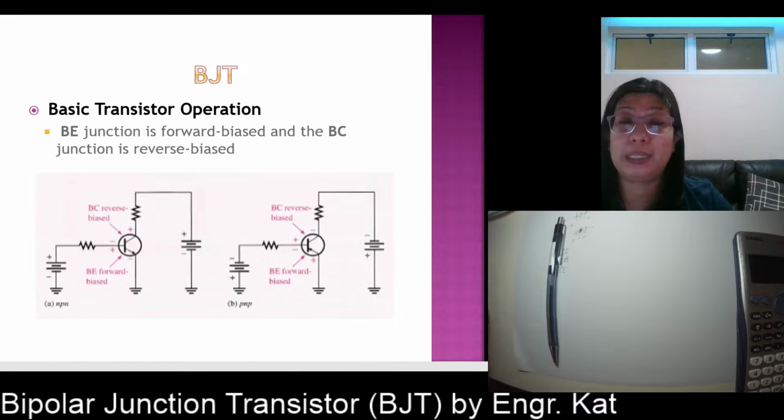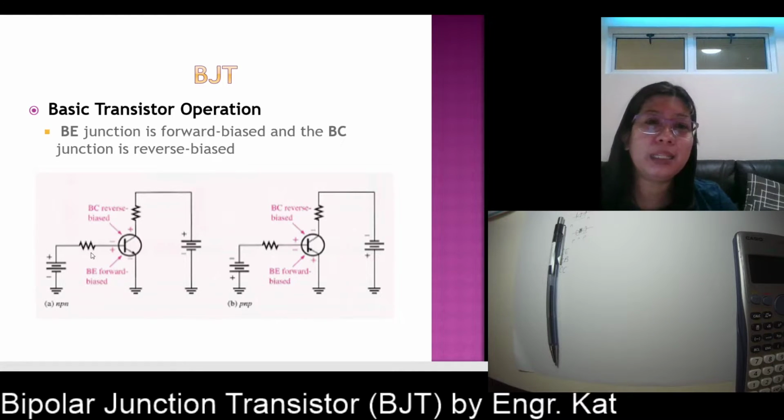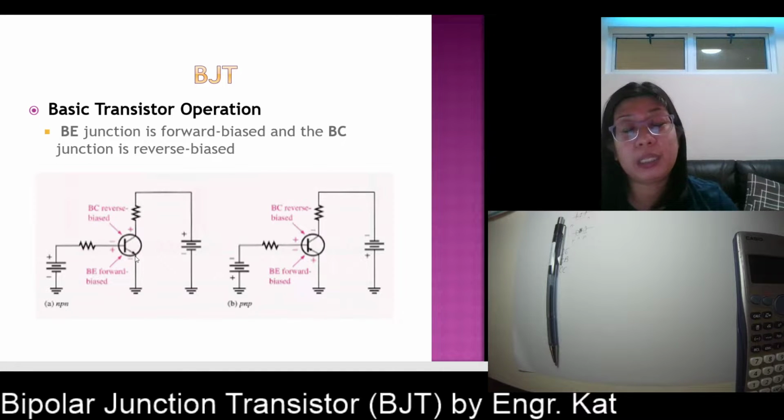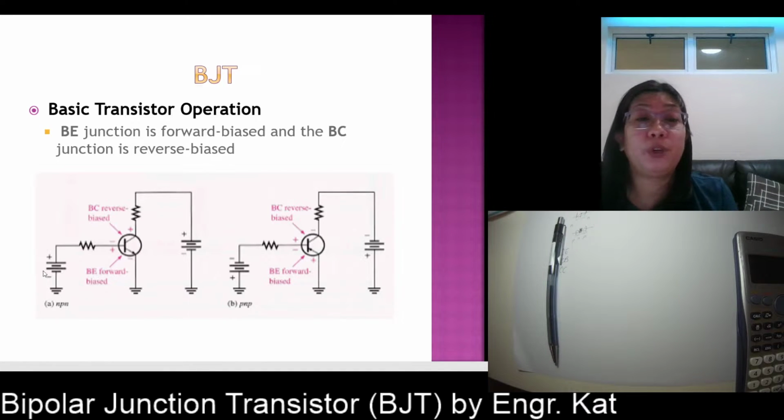So as you can see, what is the input terminal here? The input terminal is the base and the emitter, while the output terminal is the collector and the emitter. So for proper transistor operation, the base emitter junction is forward biased and the base collector junction is reverse biased. As you can see, this is the base and this is the emitter. So what type of transistor is this? This is an NPN because, as you can see, the arrow is not pointing in. So the base is P-type.